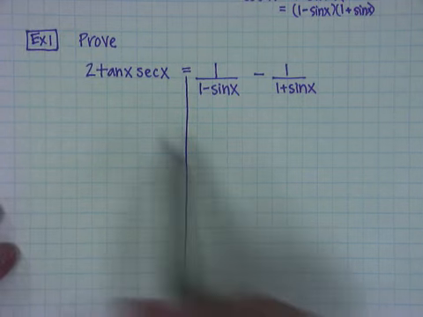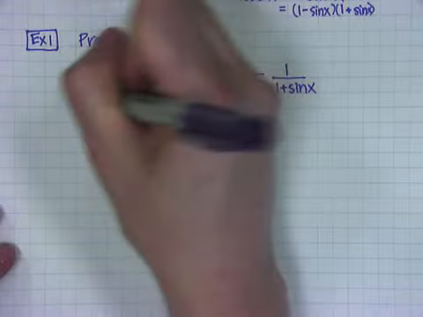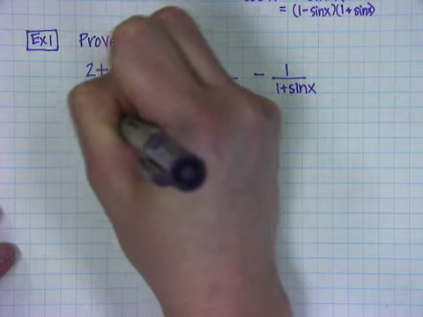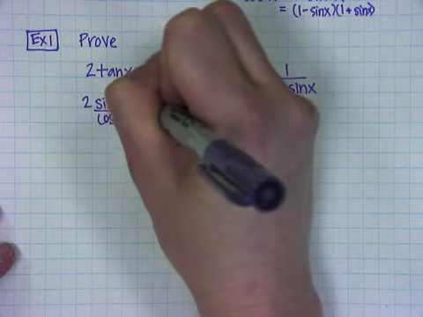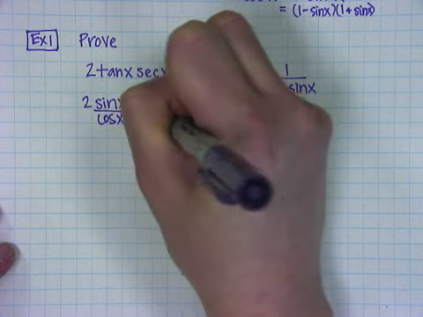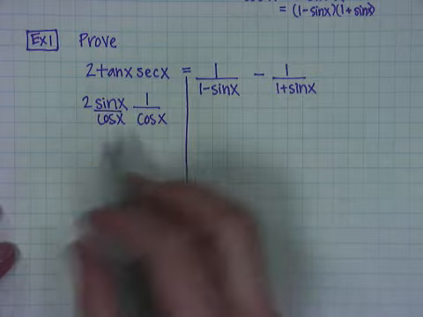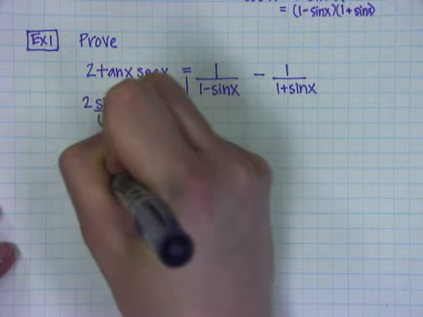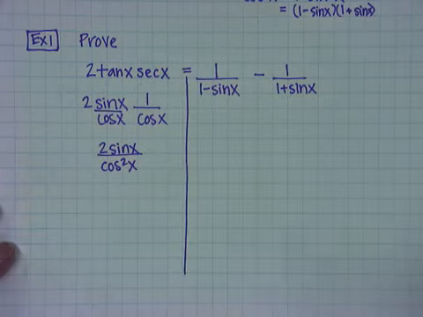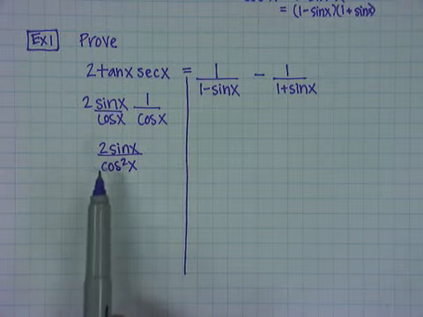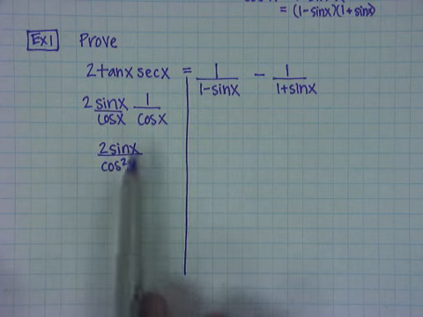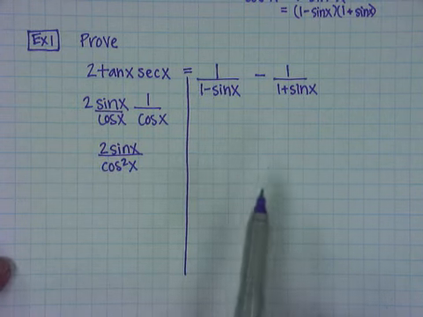I'm going to start on the left-hand side and just start trying to simplify. So I know that tangent is sine over cosine. I know that secant is 1 over cosine. And then since I'm multiplying here, I get 2 sine of x over cosine squared. And right now, that's about as simple as I can think to make it. So then once I get this side as simple as I can get it, I'm going to go over to the other side and start simplifying as well.